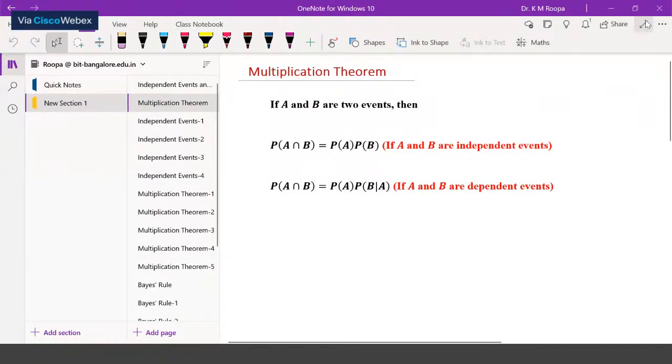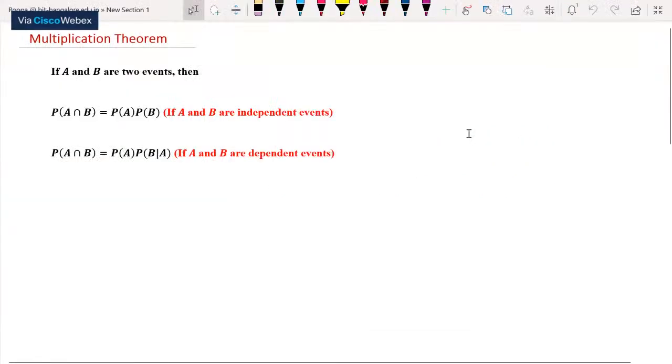These theorems are very, very important. If A and B are independent, you take the product of their probabilities. Instead of finding the probability of the intersection, this is easy to find with the help of the fundamental formula. And suppose the events are dependent, then we have to use this alternative formula. These two theorems are considered the multiplication theorem.